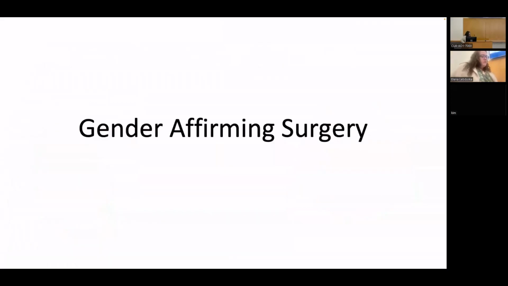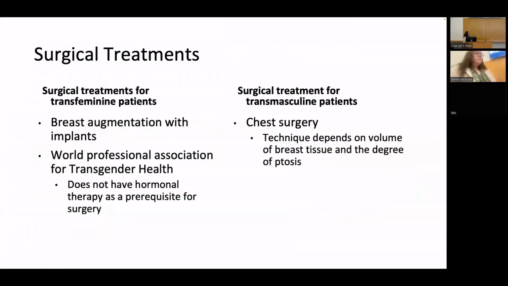Next, we'll move to gender-affirming surgery. So we'll briefly touch on gender-affirming surgery and the use of mammoplasty and mastectomy. And we won't go as in-depth on this topic as Dr. Loeb had previously done an incredible in-depth discussion in earlier grand rounds.